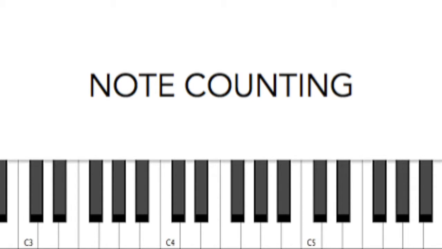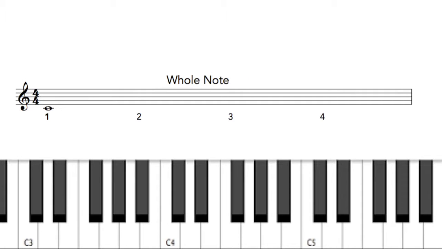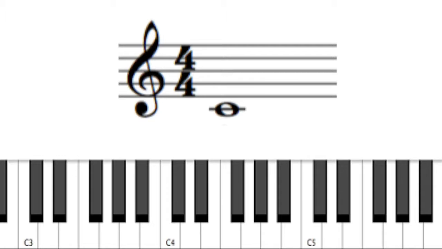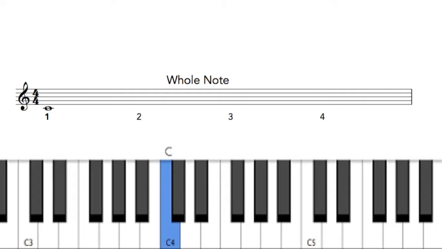So first we'll start with our whole notes. A whole note is when you hold down the note for the whole measure. Right now we are in 4/4 timing, which means there are 4 beats per measure. And in a whole note, we're going to hold down the note for all 4 beats. So we have 1, 2, 3, 4.